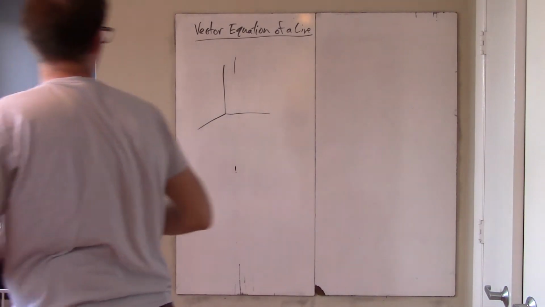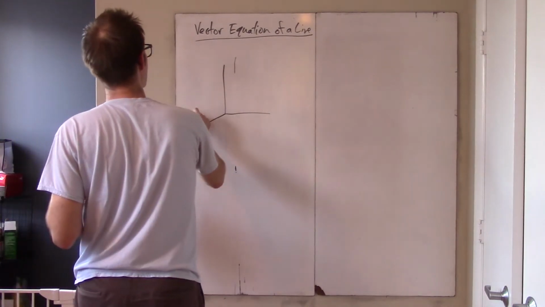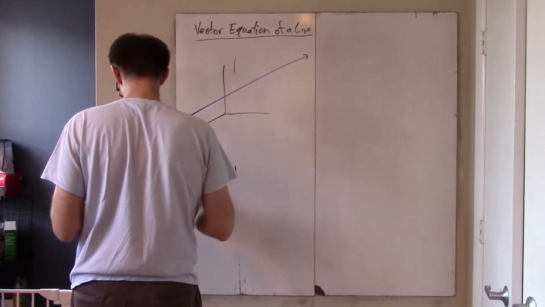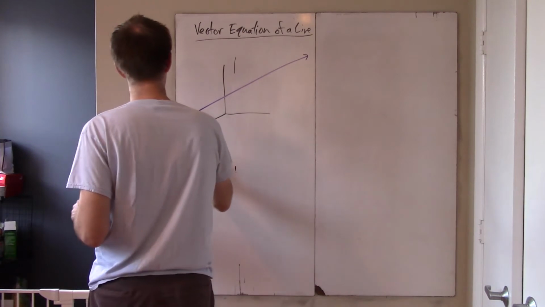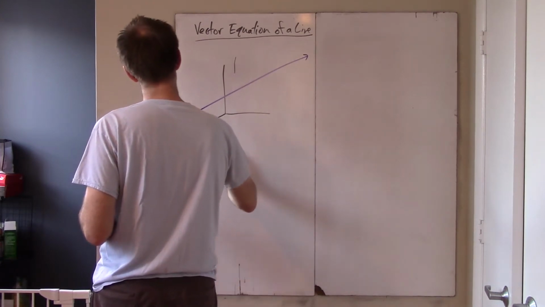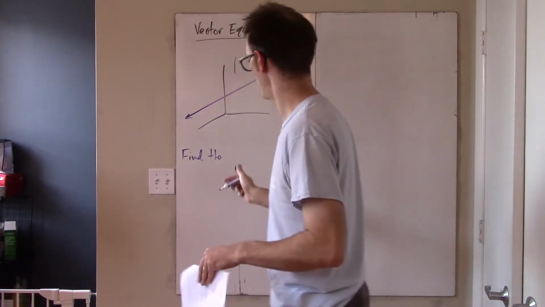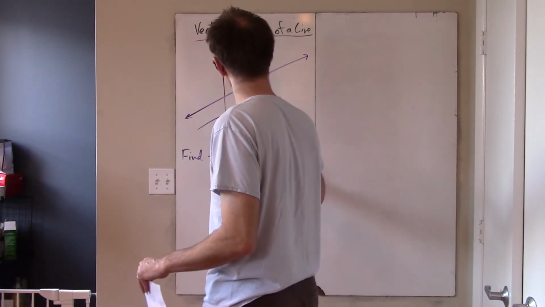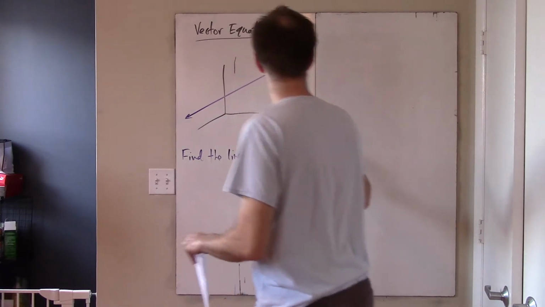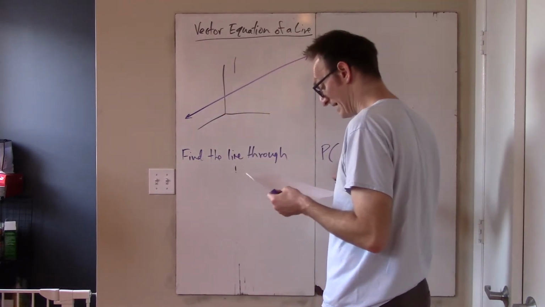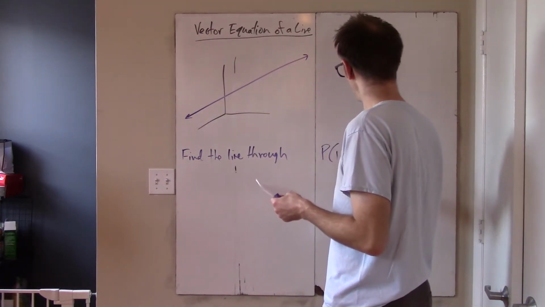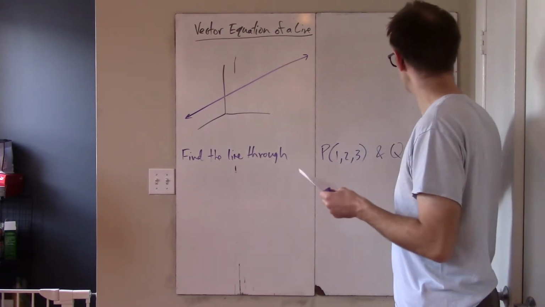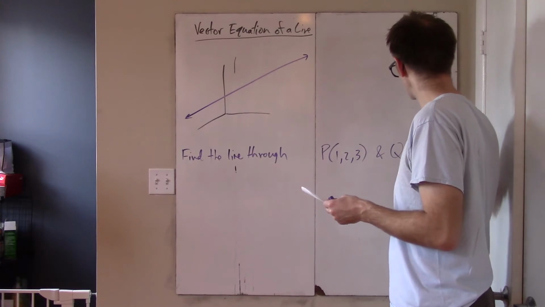Let me draw a generic sort of line, and here's my example. Actually, I'll take one step back and phrase this a little bit more normally. I'll just say find the line through, and then I'll give 2 points. Let point P be (1, 2, 3) and let point Q be (7, -2, 6).